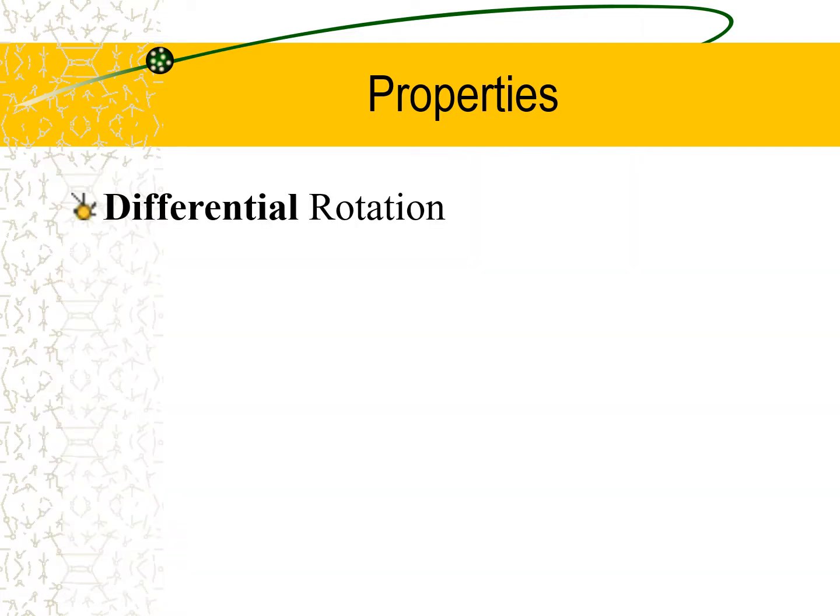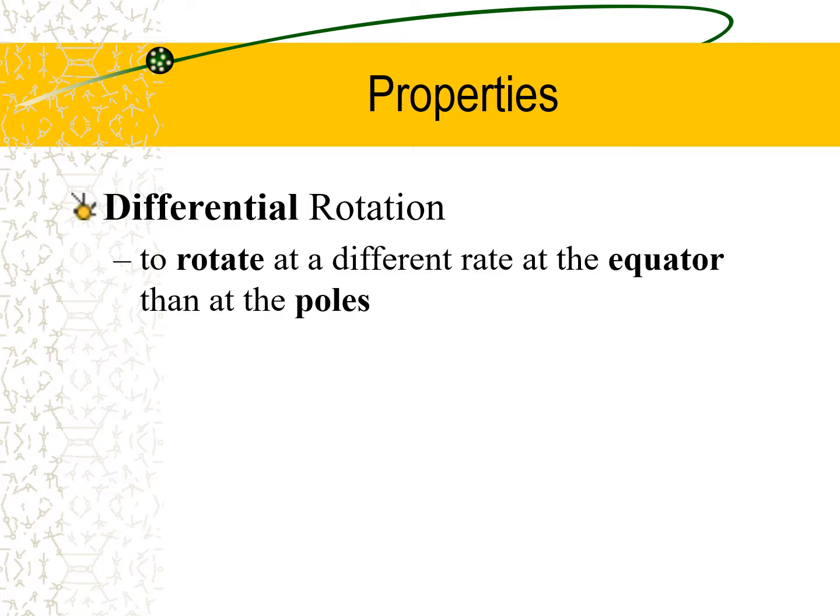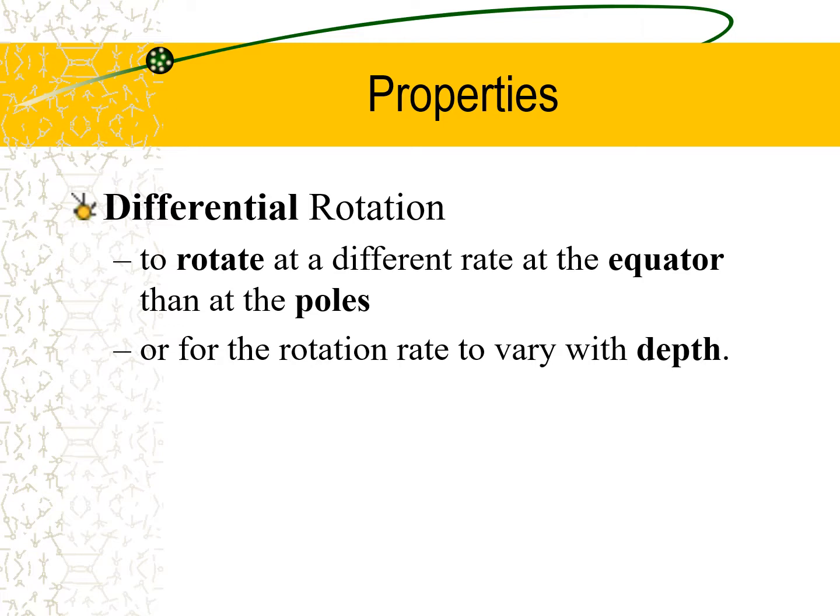The sun also has what we call differential rotation. Differential rotation is when it rotates at different rates at the equator than it does at the poles. Differential rotation can also be that it rotates differently with depth.